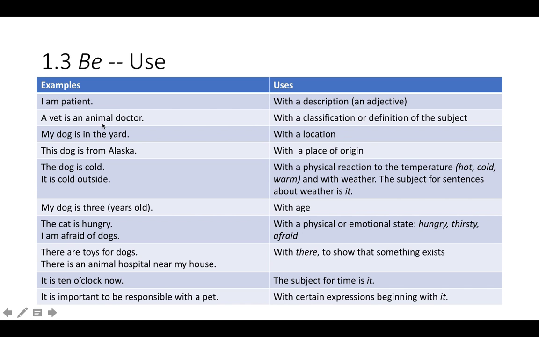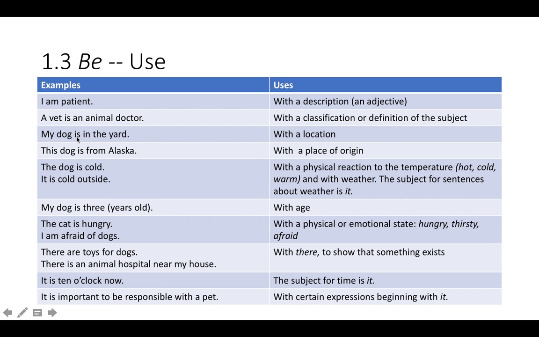A vet is an animal doctor. This is a classification or a definition of the subject. That means I'm explaining what kind of something it is. What kind of doctor? Okay, an animal doctor. A vet is, and it's like a definition. You see the verb to be a lot with definitions.